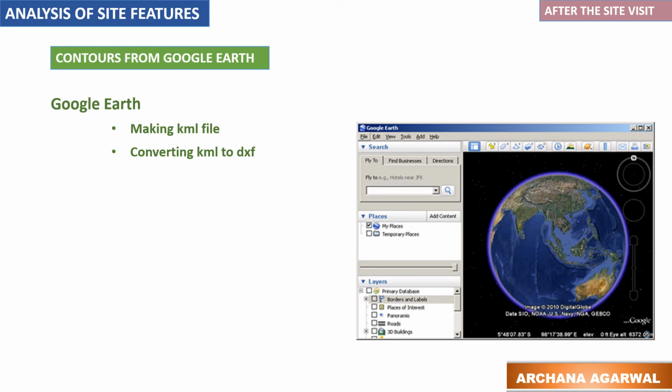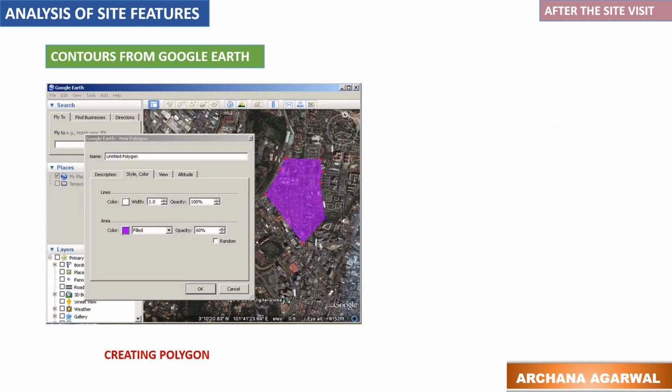Making contours from Google Earth involves two steps. First, making a KML file, and second, converting KML to DXF. DXF file can be opened in AutoCAD. First and foremost, Google Earth needs to be downloaded and installed on the computer. Zoom in to the area of the location of the site.